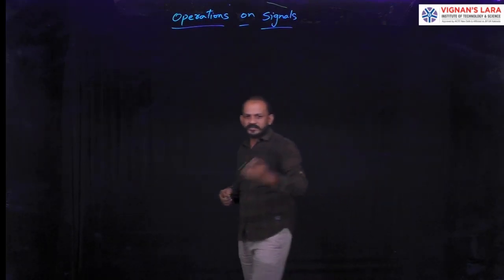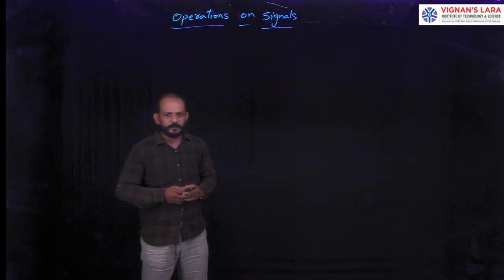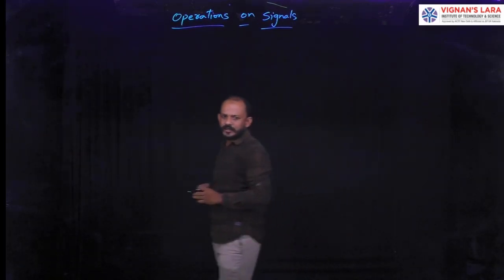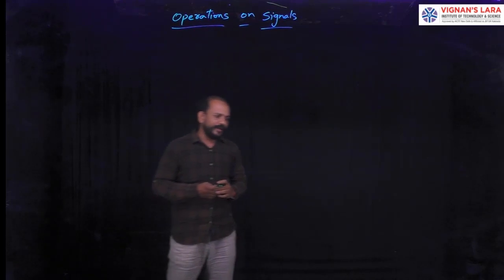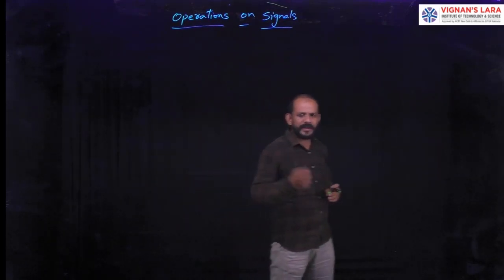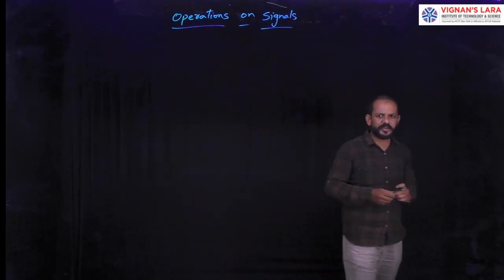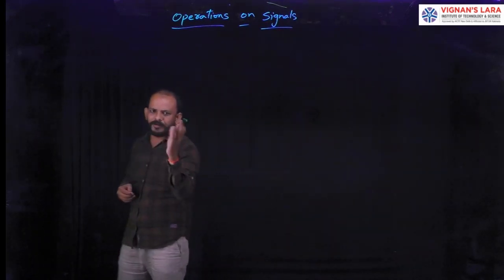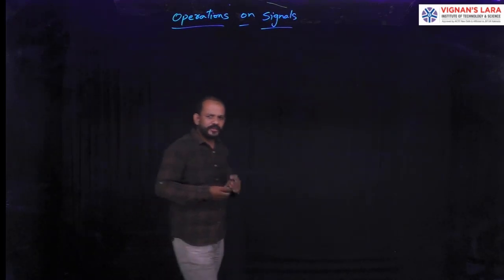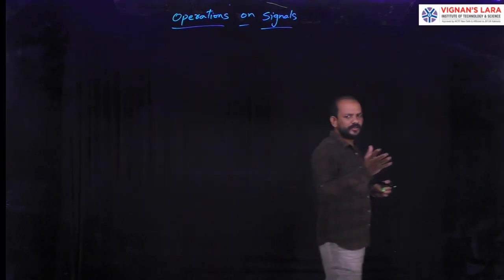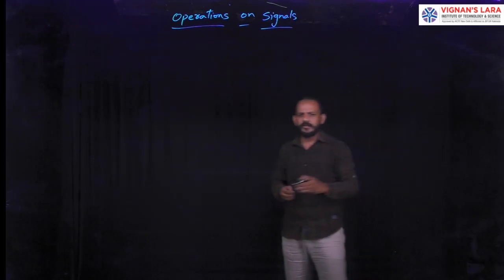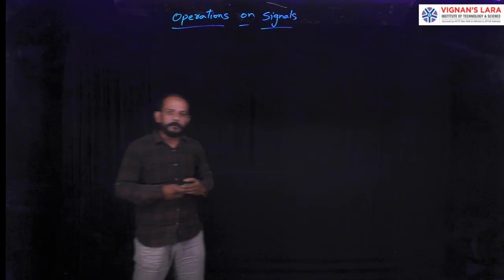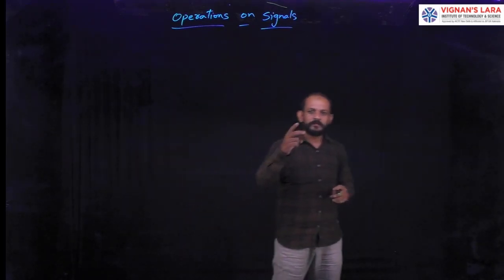If there are two numbers 9 and 15, what are the operations that I can perform on the two numbers 9 and 15? I can perform addition, subtraction, multiplication. So 9 plus 15 is 24, 9 minus 15 or 15 minus 9, and 9 into 15. So we can perform many operations on two numbers.